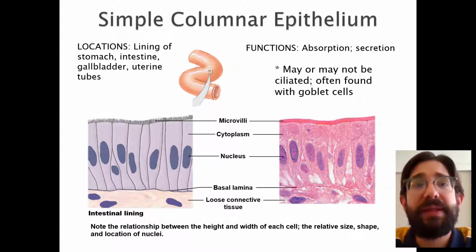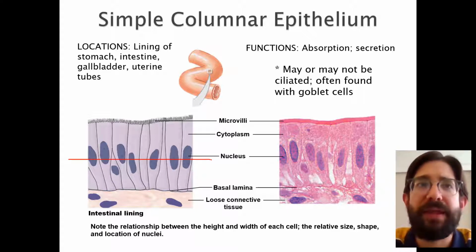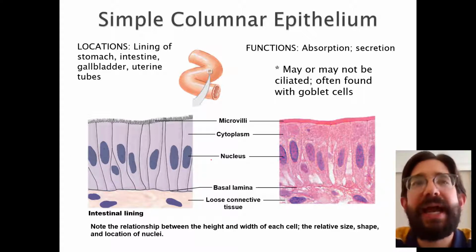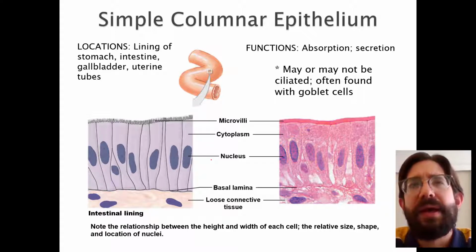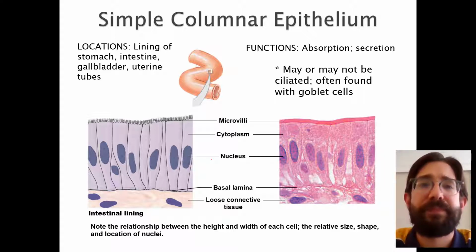Simple columnar epithelium, just one single row of column-shaped cells. These are found lining the stomach, intestine, gallbladder, and uterine tubes, among other places. So it may not seem like those areas have a lot in common. We'll talk a little bit more about it. A major function of simple columnar epithelium is for absorption.